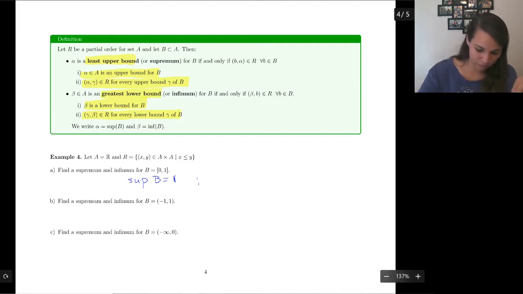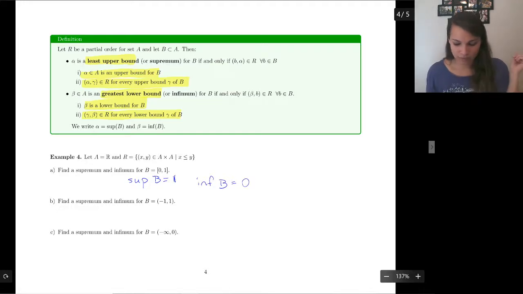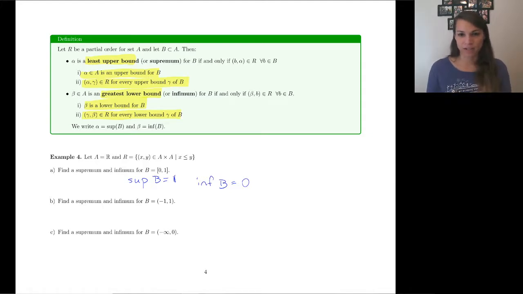Back to the example. The infimum of this B right here is going to be 0. It is smaller than everything in B, but everything smaller than 0 is going to be a lower bound. And so it is going to be the greatest of all the lower bounds.